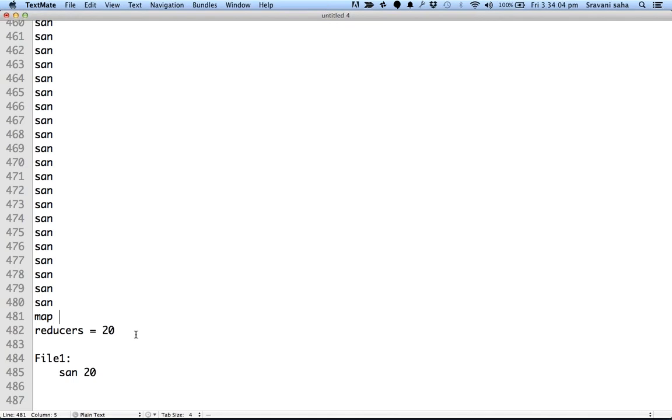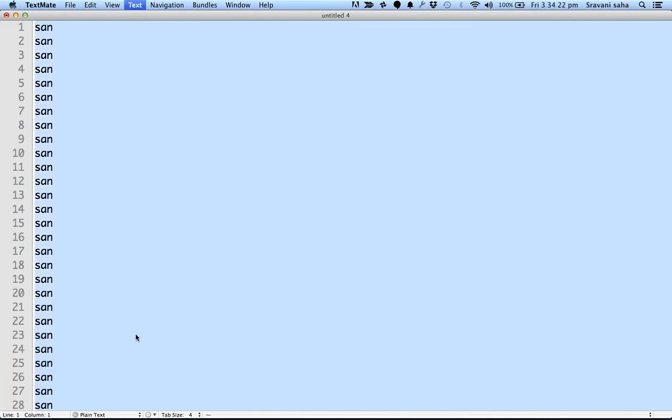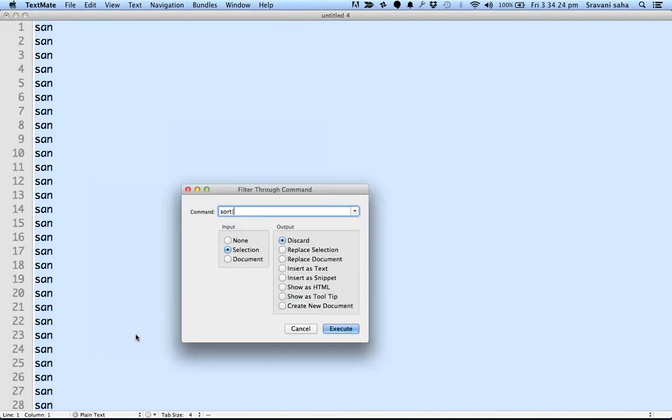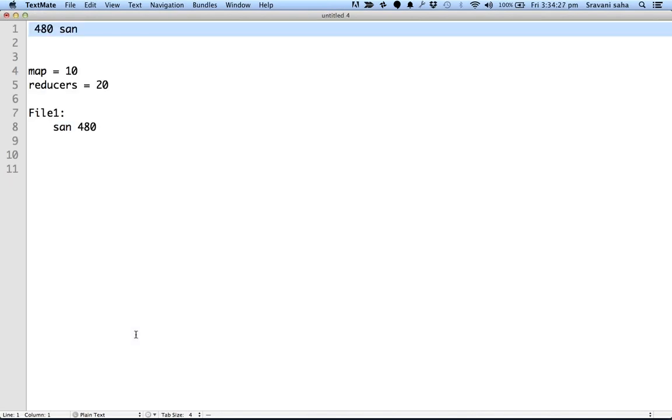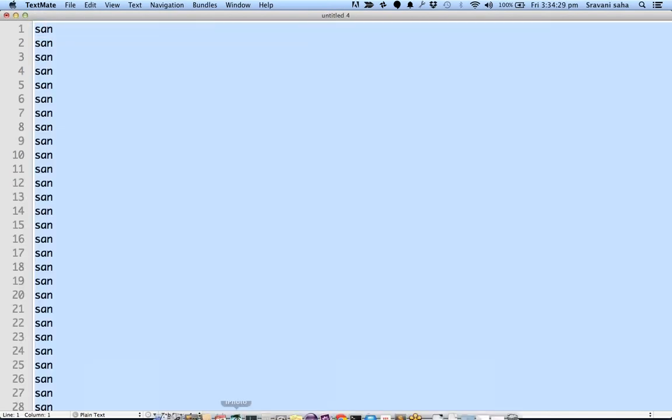And you have defined mappers as 10 and reducers as 20, and still there will be a single output file containing the count equal to, not 20, it will be 480. Let me, so we say sort and we say unique -c, it will be 480 and the key. Sounds good to you, Pavan, Sasikant, Pratik?